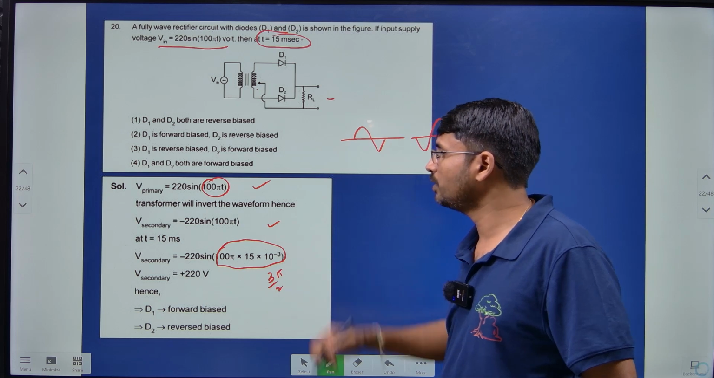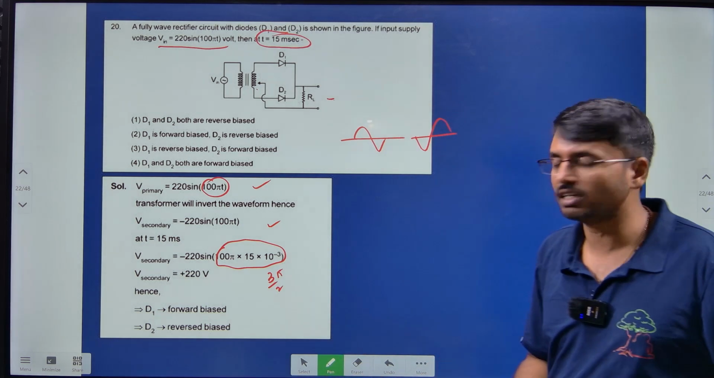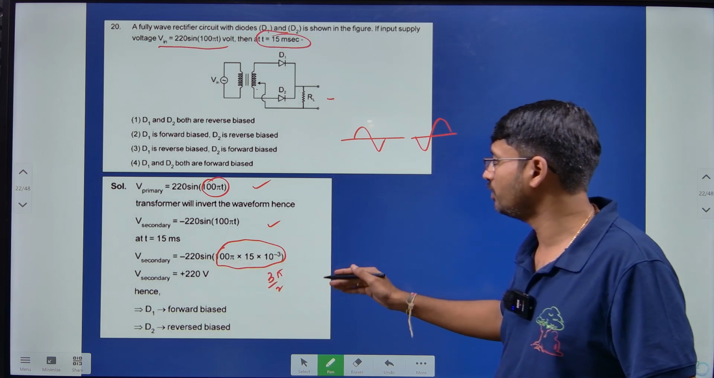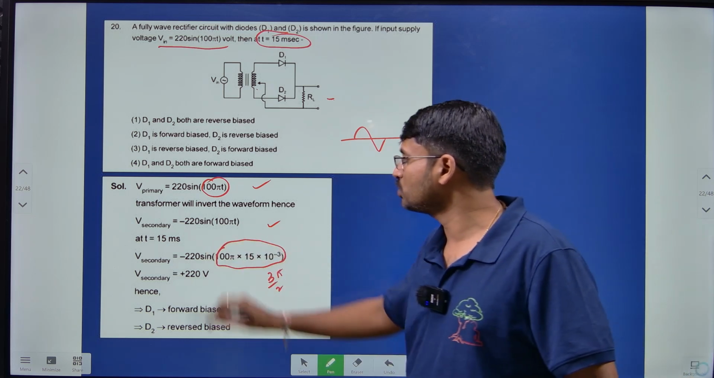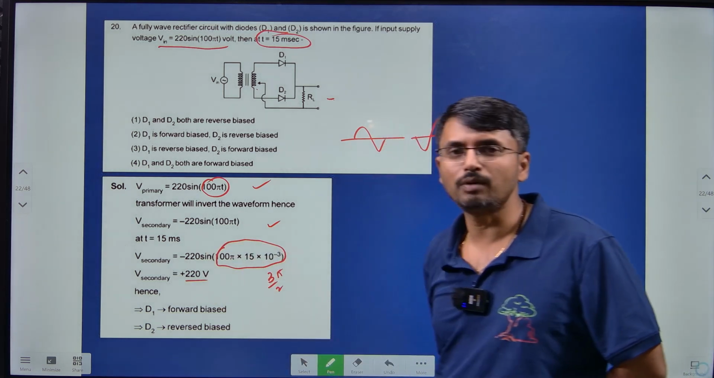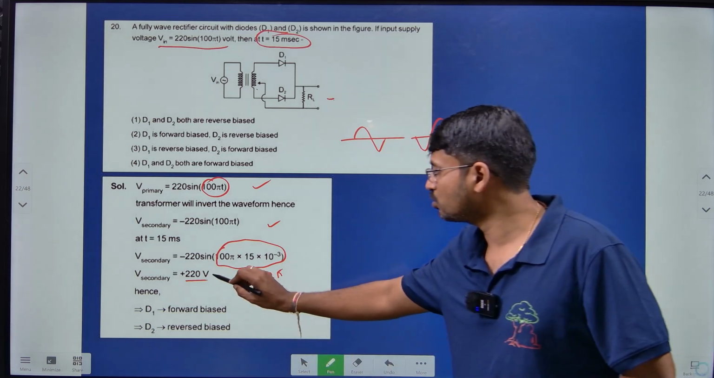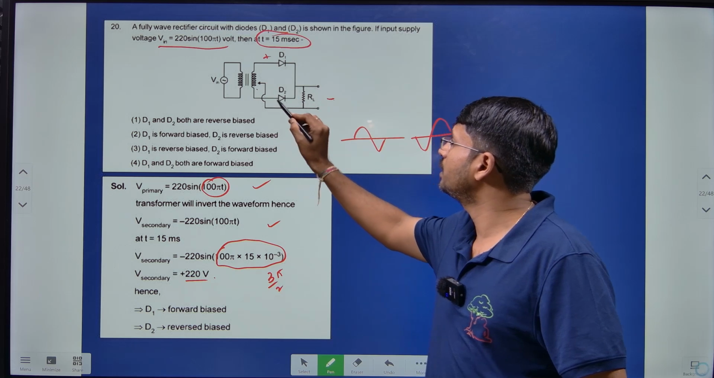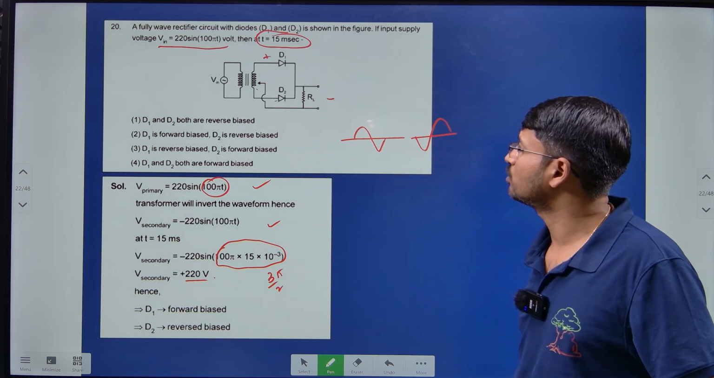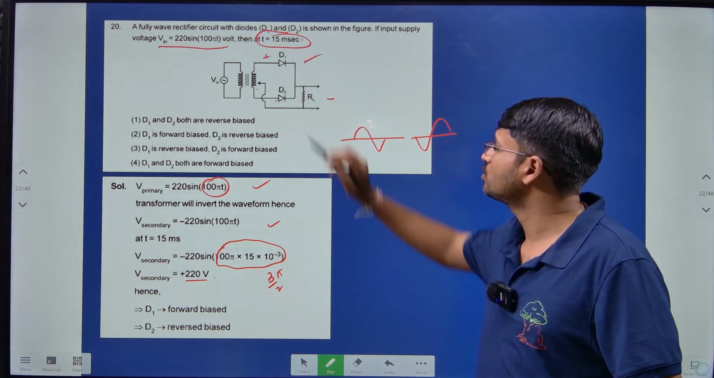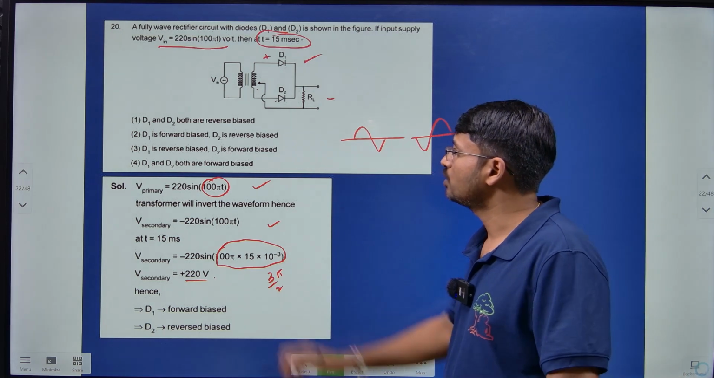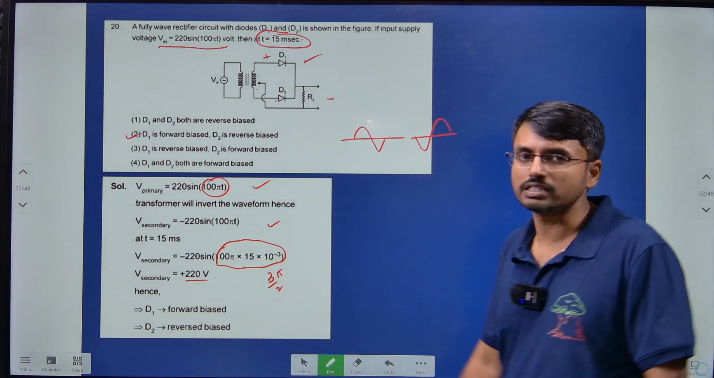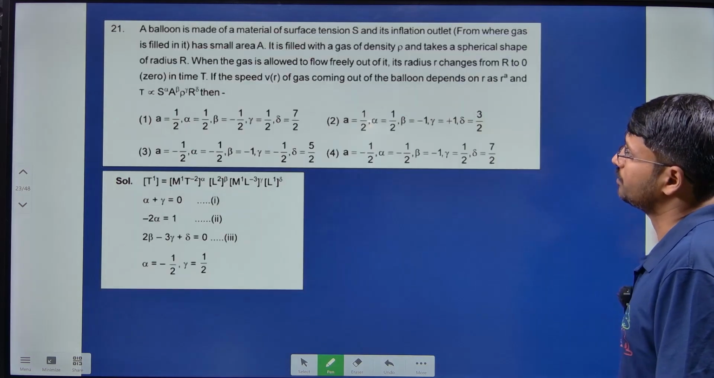So what is 3 pi by 2 here? 3 pi by 2 is 270 degree, and sine 270 degree is minus 1, so minus into minus will be plus, therefore we get plus 220 volt. If it is plus 220, here it becomes plus and here it becomes minus. Therefore D1 is forward bias and D2 is reverse bias. That is the right answer in this particular case.